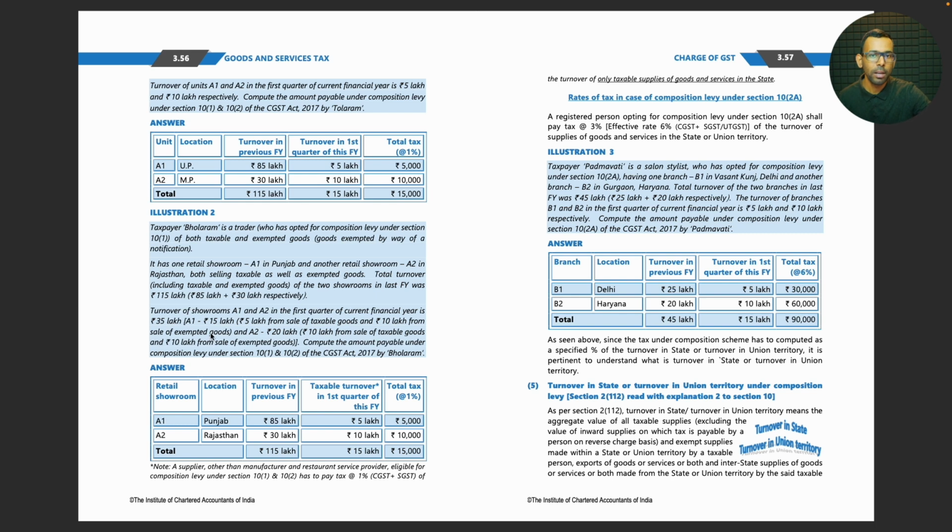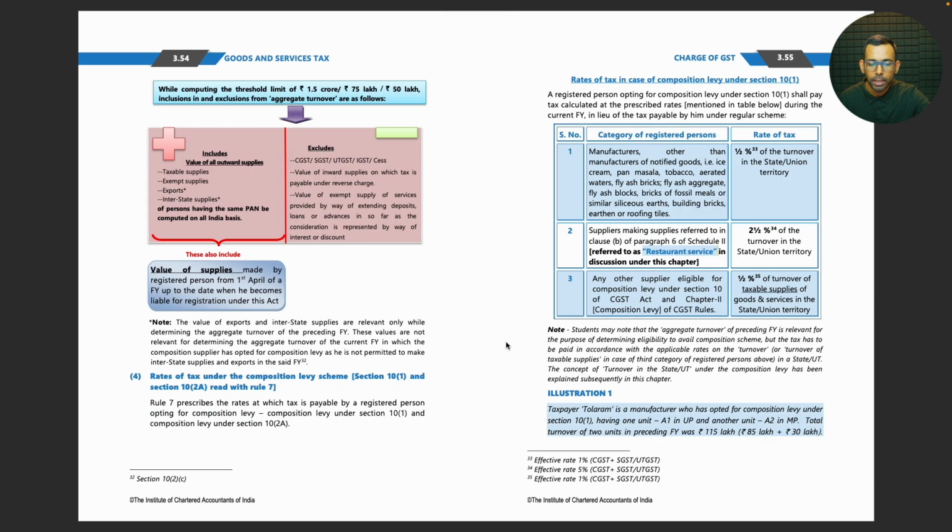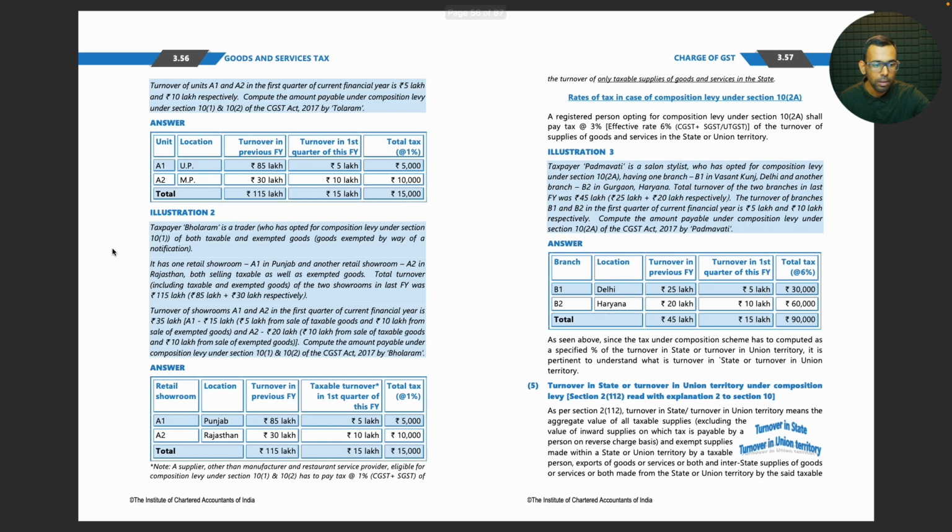So it does not matter at all whether it is taxable goods or exempt goods. For the purpose of computation of aggregate turnover, you have to include everything. So you just see the entire 35 lakhs as a whole and the entire 20 lakhs as a whole. Now it has crossed 55 lakhs. So what is the limit? He is registered under 10 subsection 1 only, so he still has the limit of 1.5 crores. Compute the amount of GST payable.